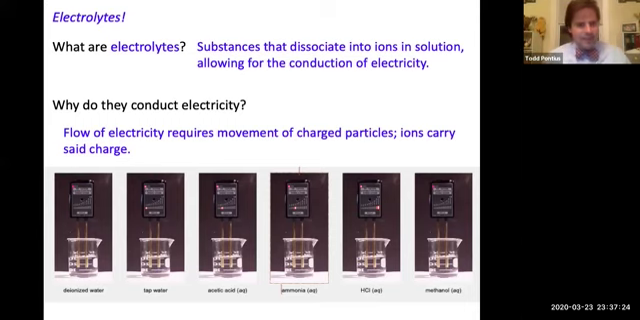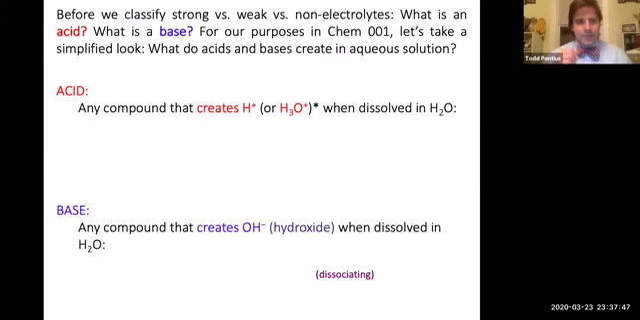So down here, we have an example of a whole bunch of different solutions. We have deionized water, which has the ions basically removed out of it. We have tap water. Tap water, especially in central Pennsylvania, tends to have a lot of ions in it. It's what we call hard water. More on that later. Then we've got some acids and we've got some bases. They can conduct electricity. So what are acids and bases?